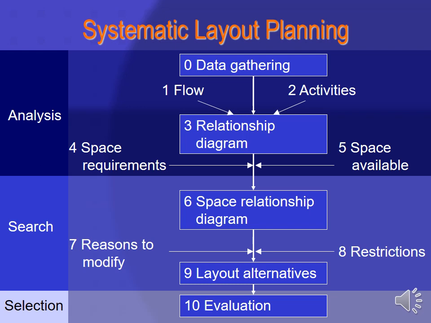Now see, systematic layout planning. 1, 2, 3, 4, 5 is our analysis condition. 6, 7, 8, 9 is our searching condition. 10 is our evaluation. 1 is flow, second one is the activities, third one is our relationship diagram, fourth one is space requirement. We already discussed all these conditions. When we arrange a layout or plan to set up the layout, we consider these 3 things: analysis, search, selection.